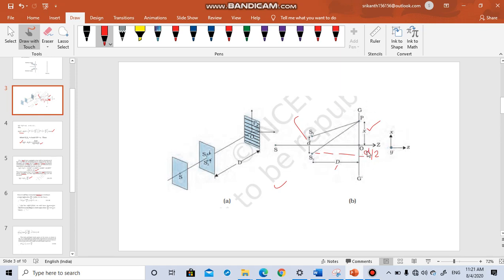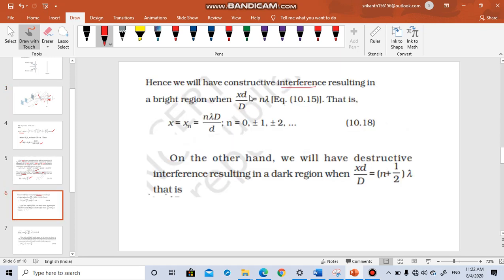Positive means upward, negative means downward. In both directions I can know the locations where bright regions will come. And what is the condition for that? Xd by capital D should be equal to n lambda. So from here I will get xn is equal to n lambda D by small d, just cross multiply. For these regions we will get constructive interference.